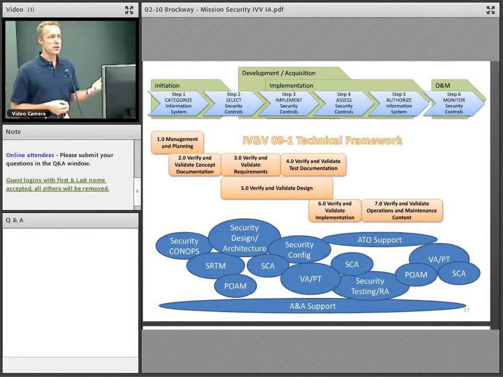POAM is Plan of Actions and Milestones, and so an existing legacy system will have been through some element of this process, and deficiencies will have been identified, risk mitigation will be identified, and what is the corrective course of action. And so we can help perform an independent assessment of the POAM, perform the security testing to see if indeed those controls have been implemented properly, securely configured and documented, and therefore the overall security posture of the system is improved.